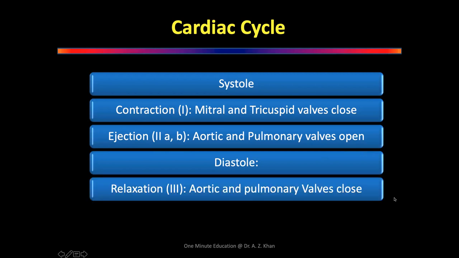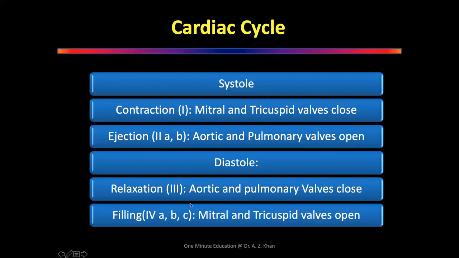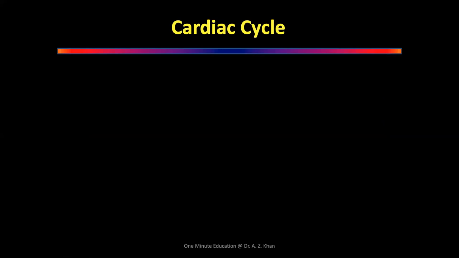And then there's diastole, relaxation, which is phase three. Aortic and pulmonary valves close. And filling, which is phase four, which is ABC, mitral and tricuspid valve open. So if you look at it, there are seven. 1, 2, 3, 4, 5, 6, 7. You agree? Seven phases. Yes, sir. So instead of calling them 1, 2A, 2B, 3, 4A, 4B, and 4C, we will call them phase one to phase seven. Okay? So look at the new way of looking at the cardiac cycle.